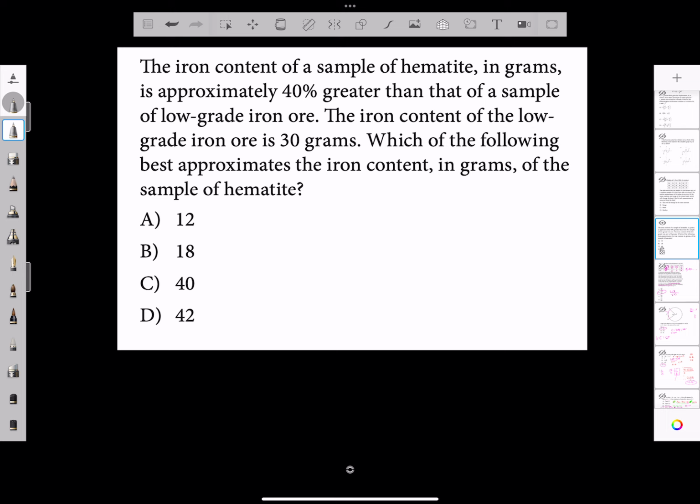When we see 40% greater, we must be using the number 1.4 or 1.40. A 40% increase is 1.4. Remember, you cannot work backwards and use 0.6. Under no circumstances, when you see 40% greater, will you be using 0.6. Never, ever, ever.